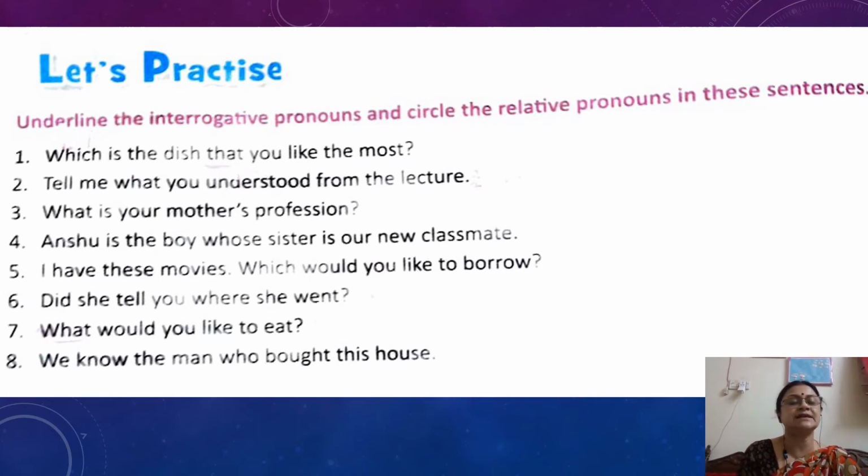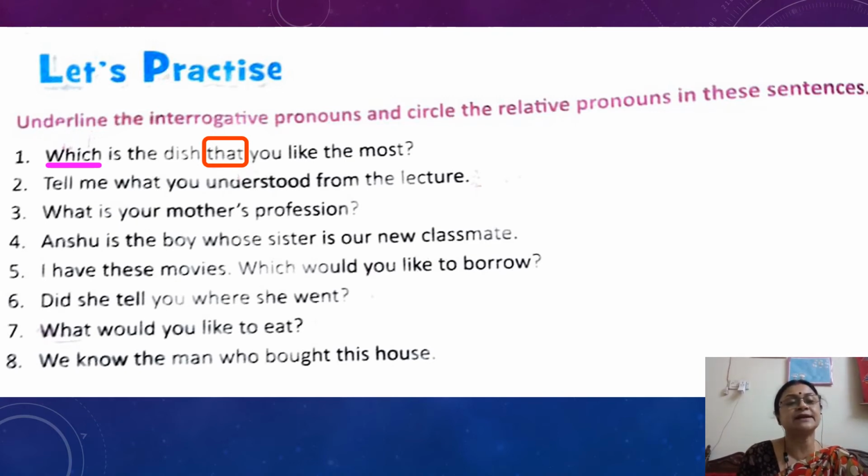Now, let's see the first question sentence. Which is the dish that you like the most? So, what will be the answer here? Here, let's see the answer. Which is used for asking the question. So, which is an interrogative pronoun, whereas that says about the dish. The dish is a noun and already mentioned in the sentence. So, that here is a relative pronoun.